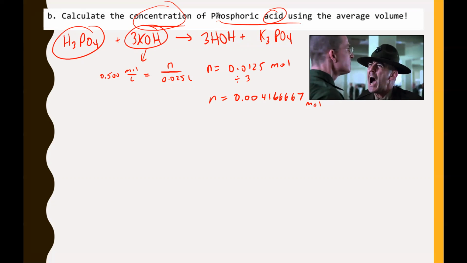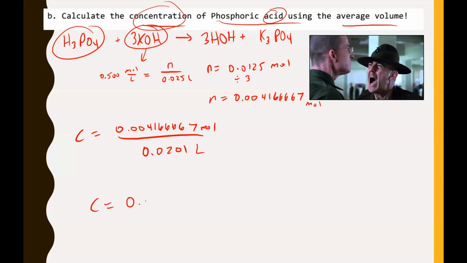It could have been a really strong phosphoric acid, or it could have been really weak phosphoric acid. We have no clue, but we need to use that average volume because that's going to be the average point at which we noticed a color change. That average volume from before was 20.1 milliliters. So just find the concentration by taking your number of moles, 0.00416 repeating, good enough, moles, over your average volume that you noticed that color change. So 0.0201 liters, that's 20.1 milliliters. Throw that in your calculator, and I think we just need 3 sig digs in this question. 0.207 moles per liter.